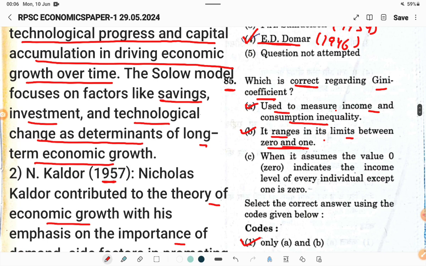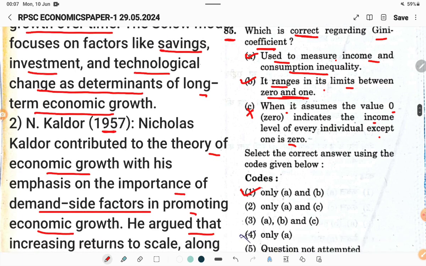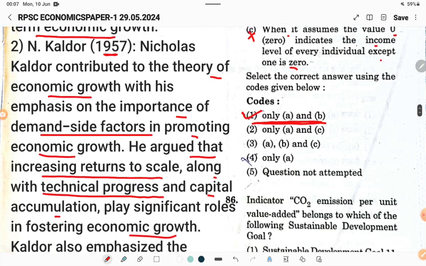And the next statement, when it assumes the value 0 indicates the economic level of every individual except 1 is 0. The statement is also wrong here, because we discussed here the statement B, and statement C is saying that a Gini coefficient of 0 indicates the income level of every individual except 1 is 0. So this is wrong here, and A and B will be the right statement, and first one will be the right answer of 85 question.